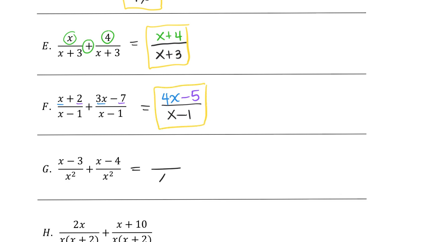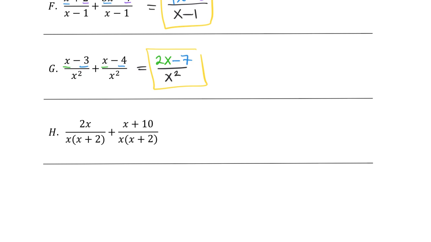Okay, common denominator is x squared. Okay, let's add the like terms. X plus x is 2x. And then if I do minus 3 plus minus 4, I get minus 7. So 2x minus 7 over x squared is my final answer.